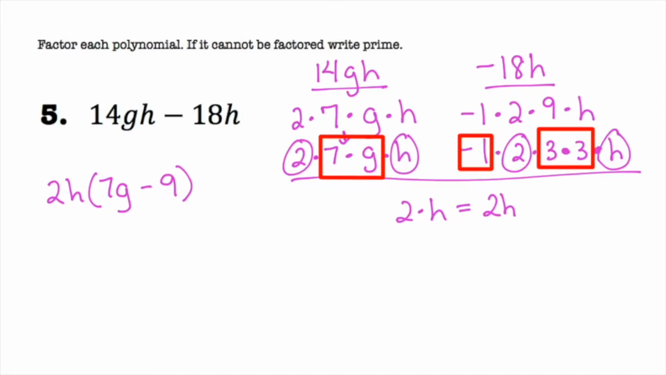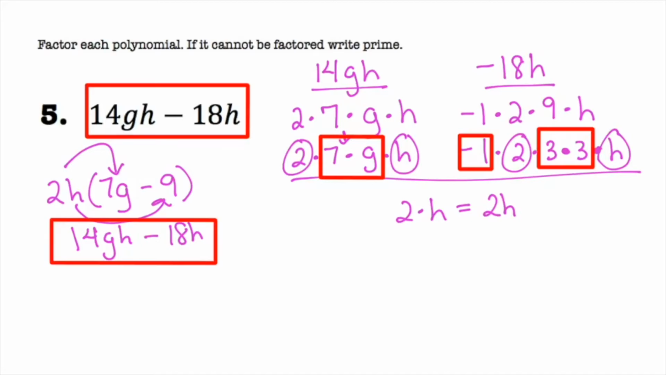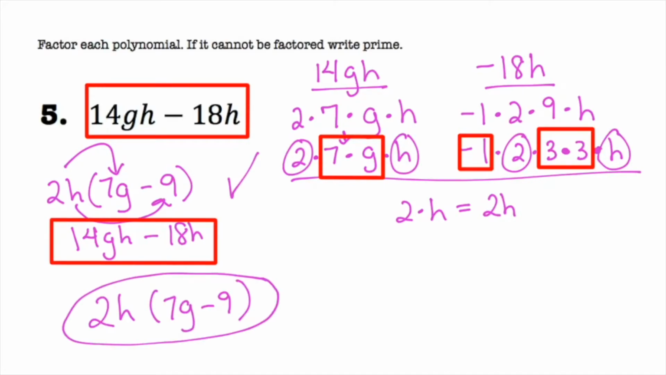So we're going to check our work and see if we're right. So 2h times 7g does equal 14gh. And 2h times -9 does equal -18h. So those two match, which means we are correct. So our final answer is 2h times parentheses 7g minus 9.